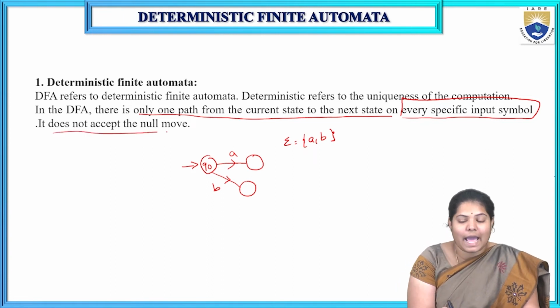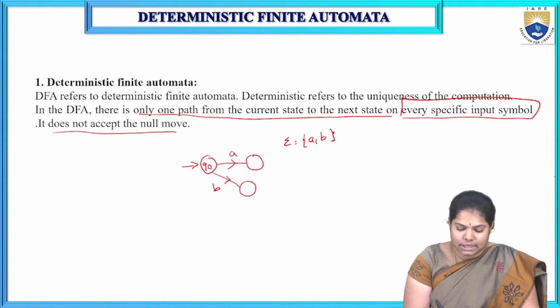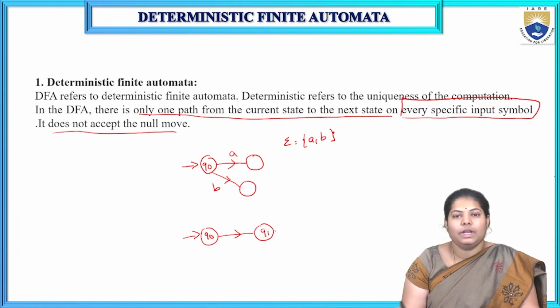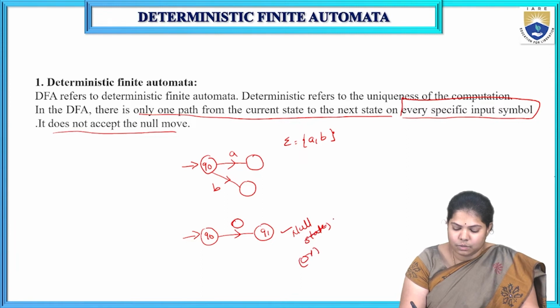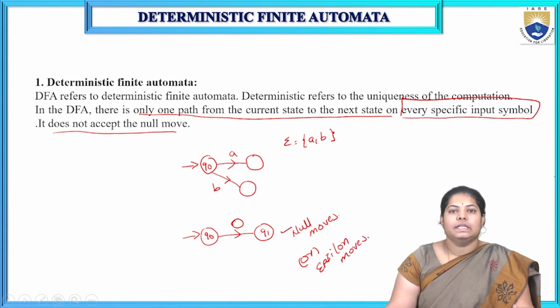And it also does not accept null moves. Null moves means if I am in a particular state called Q0 and I move from Q0 to Q1 without having any input symbol on the transition, we call this a null move, or epsilon move. Okay, this is the uniqueness.